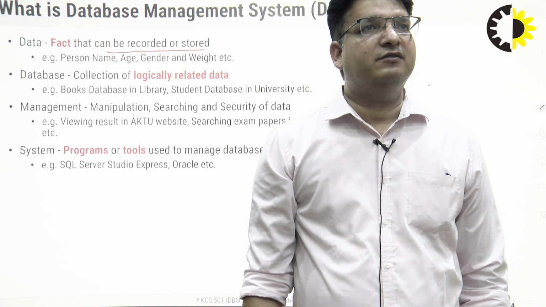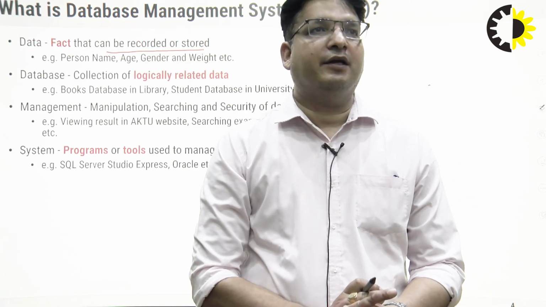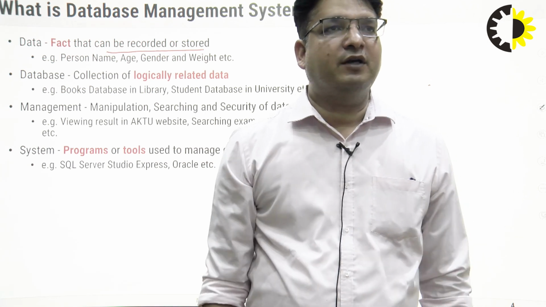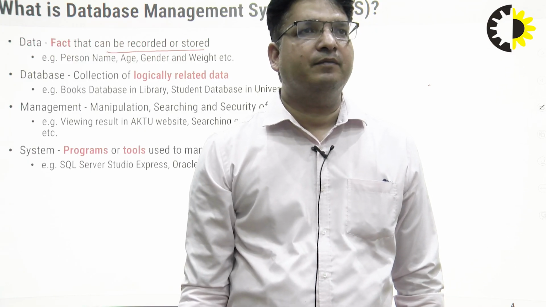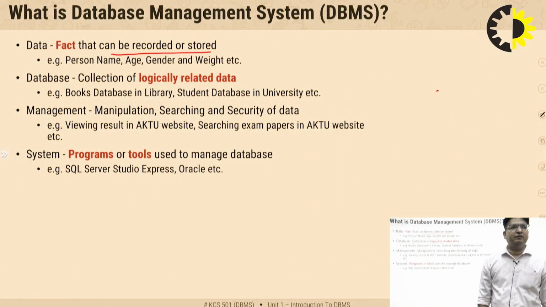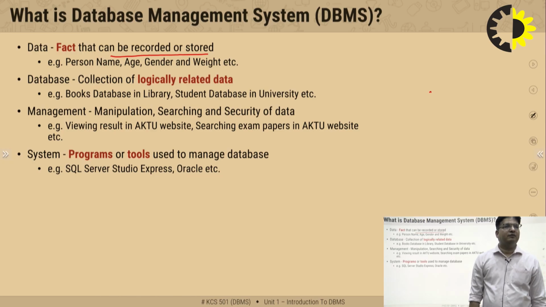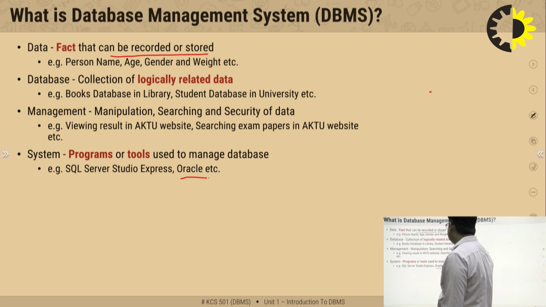The second term that is used is database. Database is the logical grouping of the data. For example, we can say book database in a library, student database in a university, etc. The third term is management. Management involves the manipulation, searching, and security of the database. Viewing the result in AKGEC, searching an examination paper in AKGEC consists of that portion. Next is the system. The programs or tools that we use to manage a database come under this category. Various tools can be SQL Server Studio, Oracle, etc.